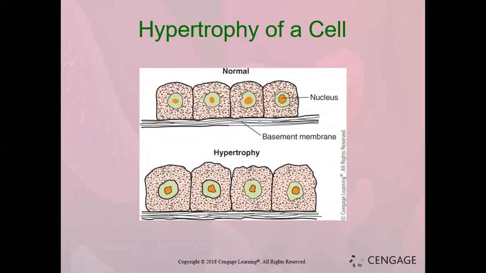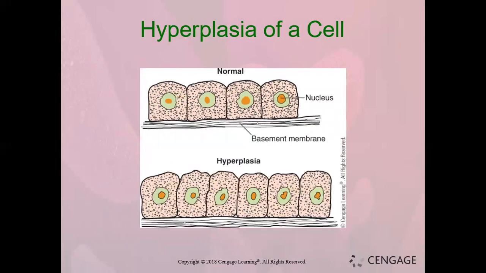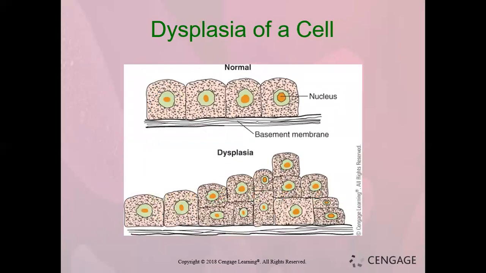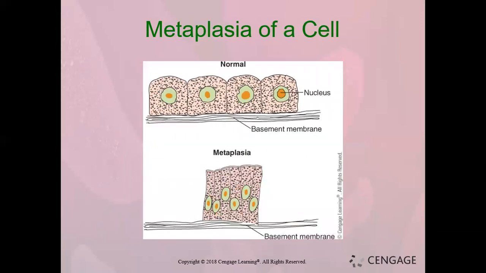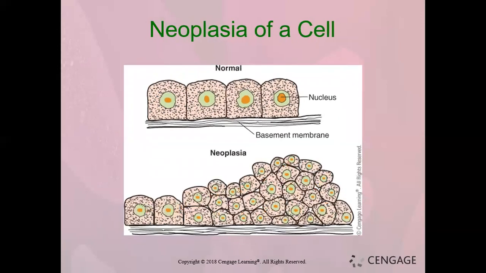And then hypertrophy of a cell is just going to be bigger. Hyperplasia. Dysplasia, that's where they are growing wonky. Metaplasia. And then this is a neoplasia of the cell. It's just rapid growth.